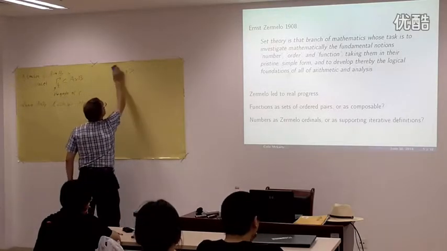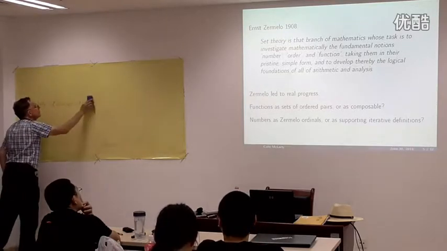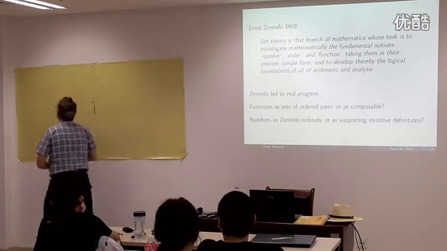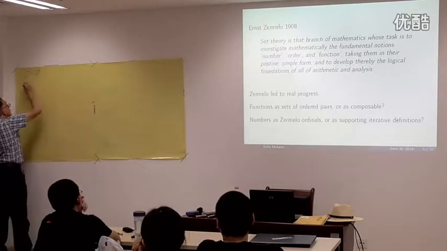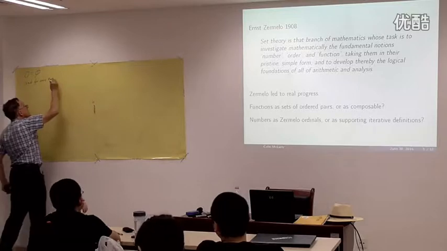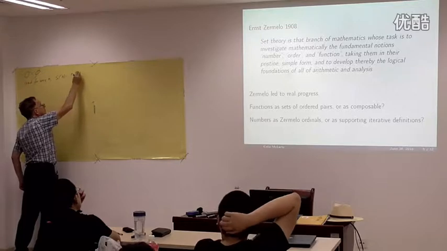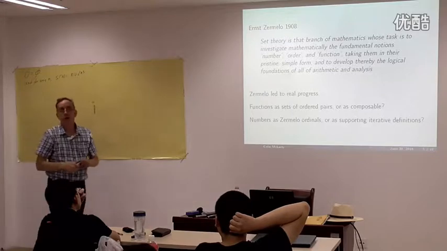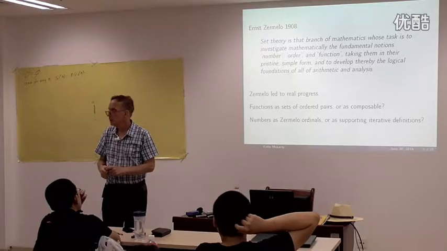What is the pristine, simple notion of number? Zermelo tells us the pristine simple notion of number is that 0 is the empty set, and for any number n, the successor of n is n union singleton n. Now you can ask your mathematician friends whether that's their notion of number or not. I think that's not their notion of number.